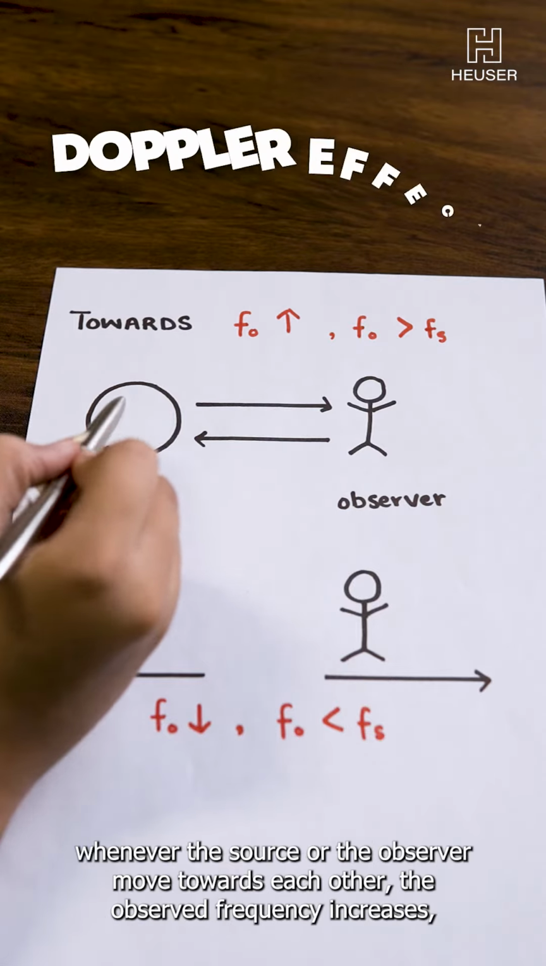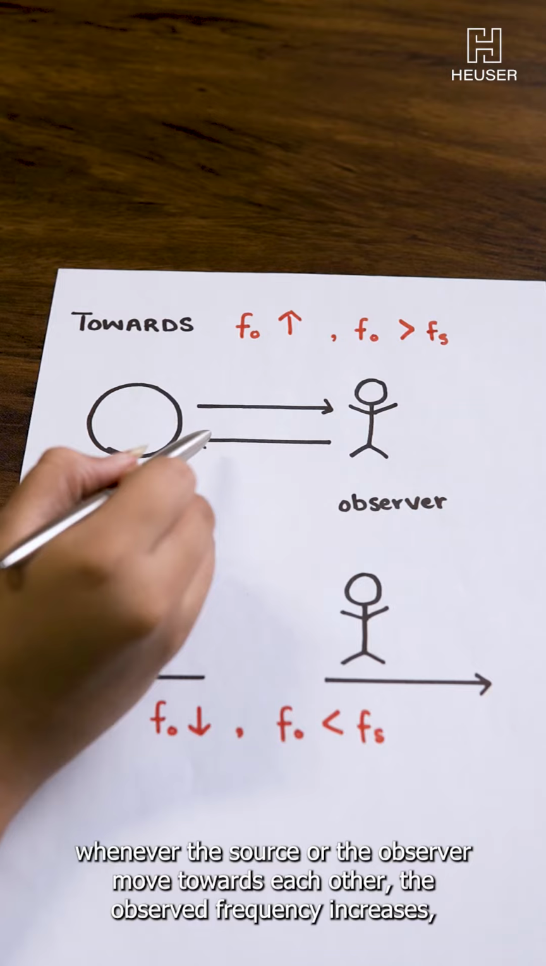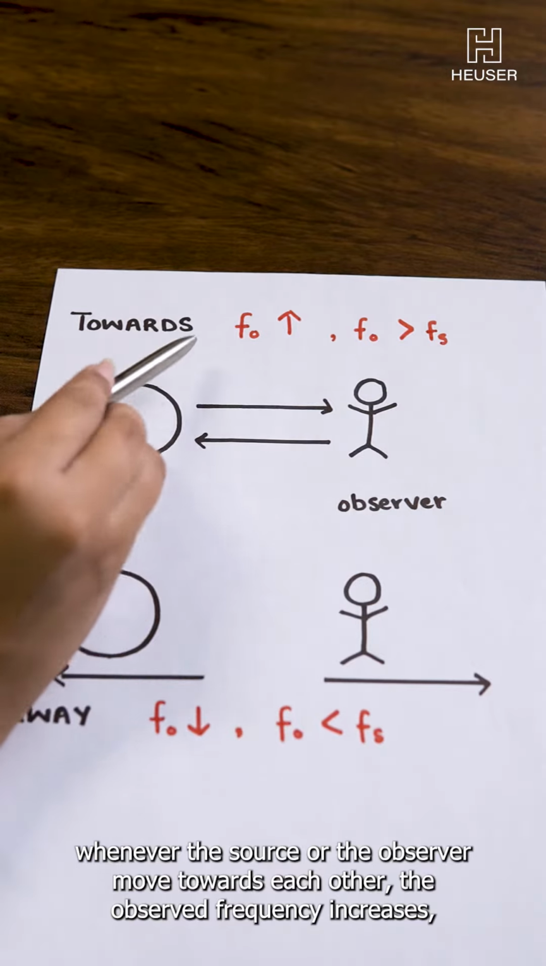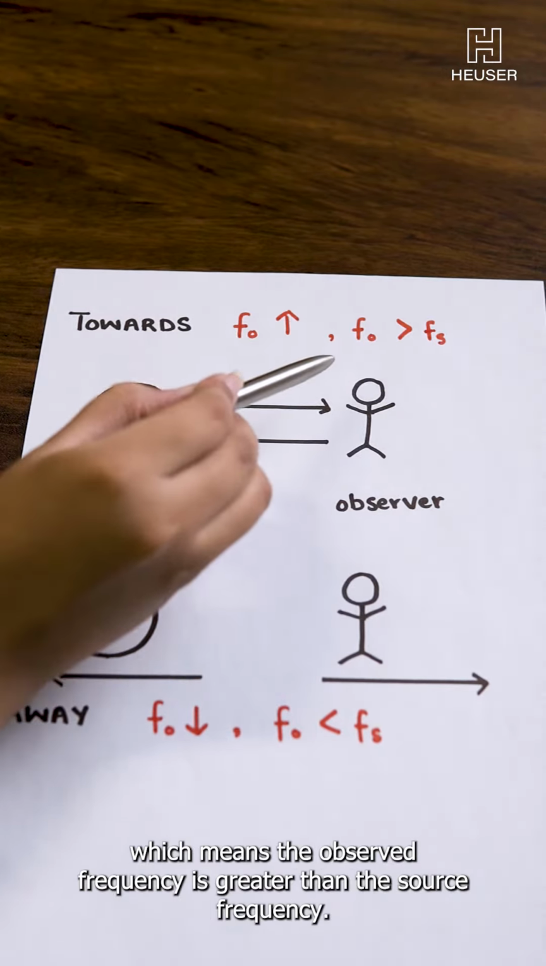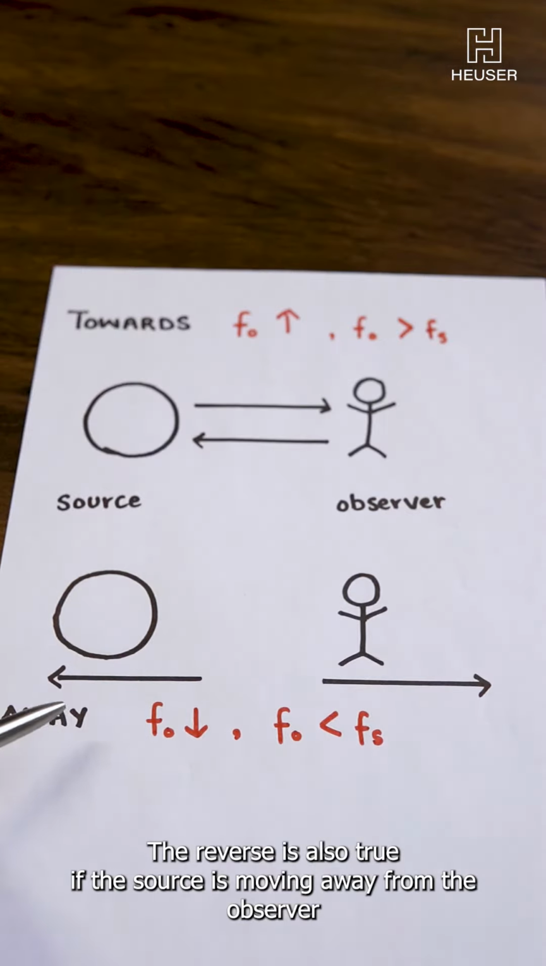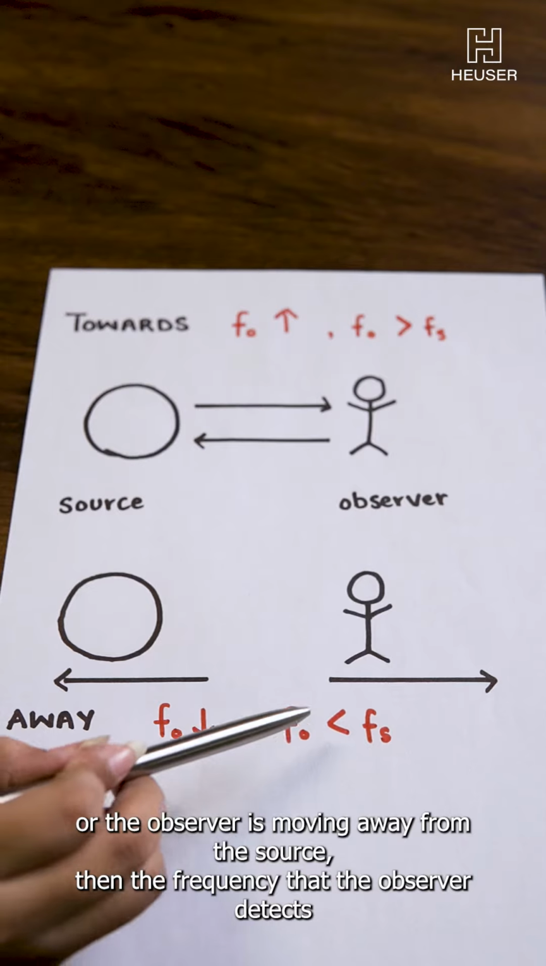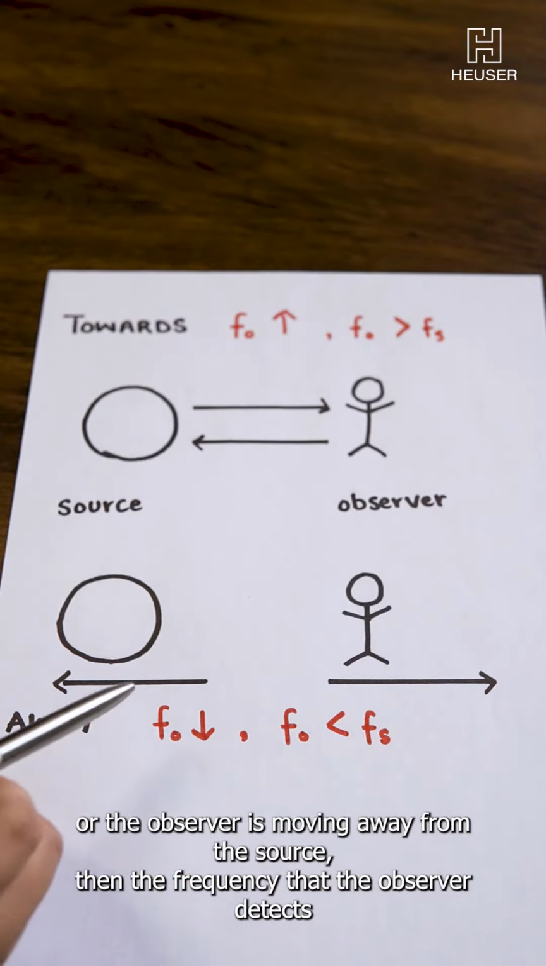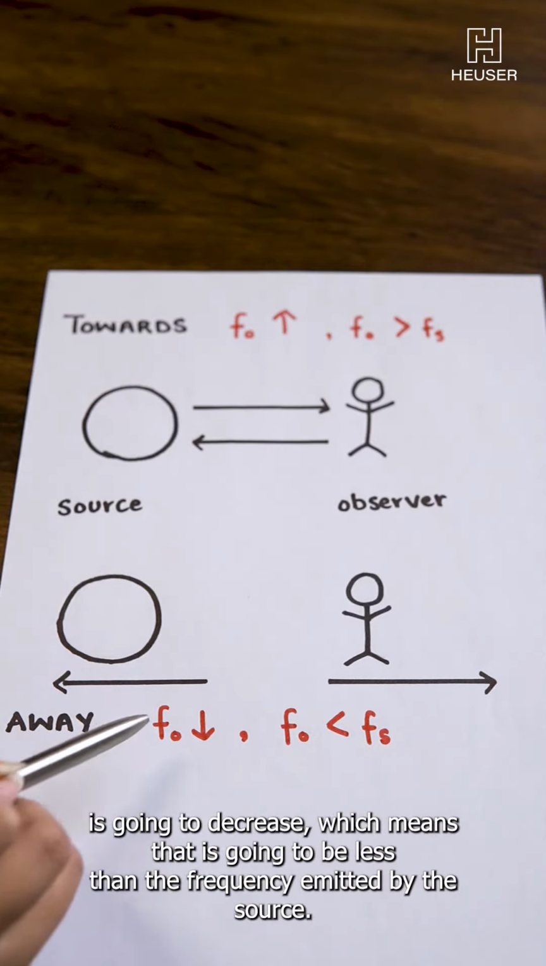As I explained earlier, whenever the source or the observer move towards each other, the observed frequency increases, which means the observed frequency is greater than the source frequency. The reverse is also true. If the source is moving away from the observer, or if the observer is moving away from the source, then the frequency that the observer detects is going to decrease, which means that it's going to be less than the frequency emitted by the source.